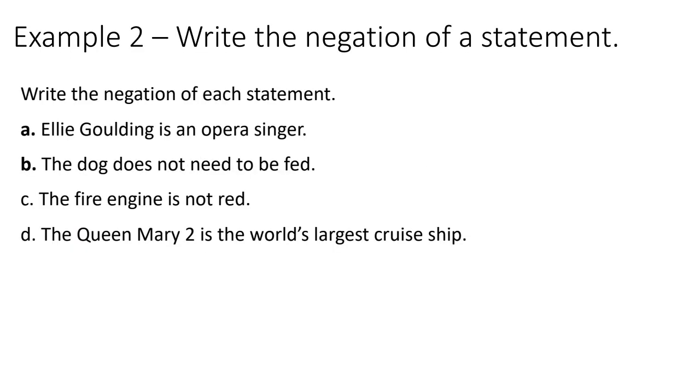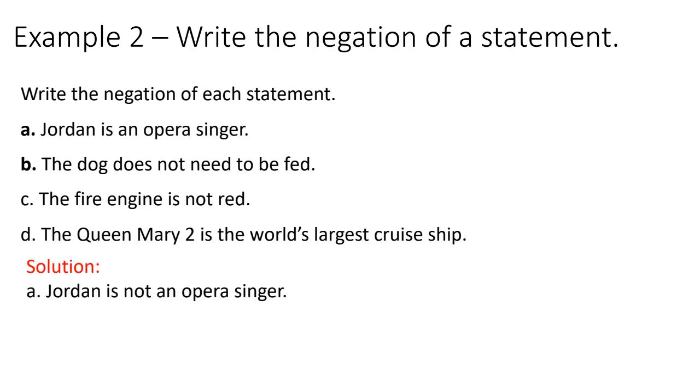Let's look at example 2. The indication is to write the negation of each statement. So starting with A, Ellie Goulding is an opera singer. Well, the negation of that would be, and I think he changed the name. So let me read it again because he changed the name. Jordan is an opera singer. And then the negation would be Jordan is not an opera singer.